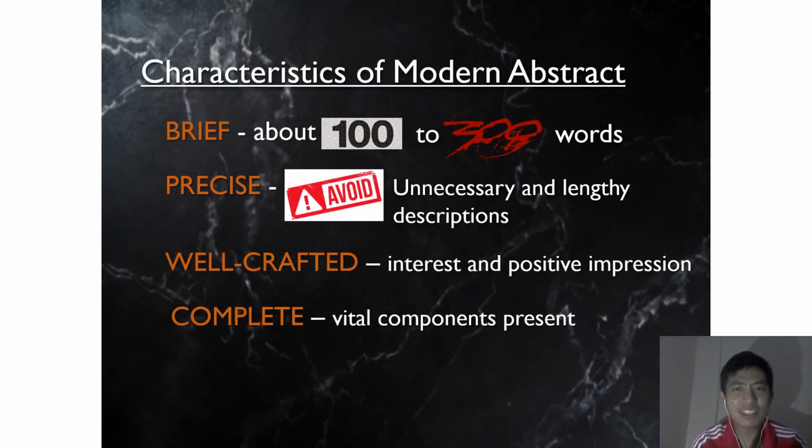So we have the characteristics of a modern abstract. In the modern abstract, it should be brief, 100 to 300 words. It should be precise. Avoid unnecessary and lengthy description. Go straight to the point. What is your research problem? What's your objective? What are the results? What's the methodology used? The population, the sampling, the ethical principles being applied, and last is your conclusion and recommendation.